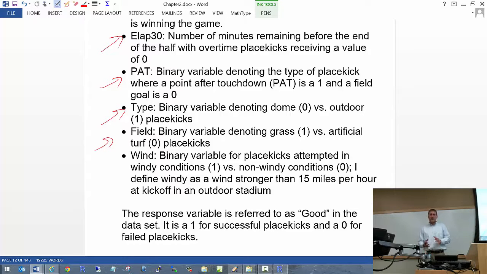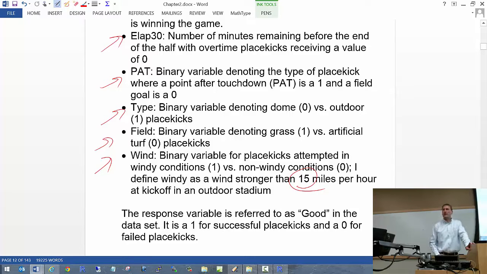Again, you think place kickers, generally speaking, would prefer to kick off artificial turf because with grass, there's various issues that you would have to worry about. Like, let's say if the grass was wet, maybe it might be muddy too. And then wind, finally, we'll end with this. A binary variable for place kicks attempted in windy conditions versus non-windy conditions, where I decided to use, I think it was the 10th percentile, which was 15 miles per hour.